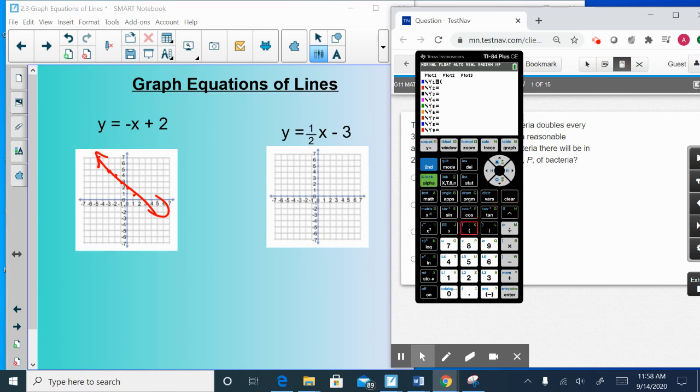Y equals open parentheses 1 divided by 2 x minus 3. That says 1/2 x minus 3. I can push graph. It will graph it. I can push second table, and it will give me the points to plot. We're going to be doing a lot with our graphing calculators, but that's just a very quick introduction to how to graph linear equations.